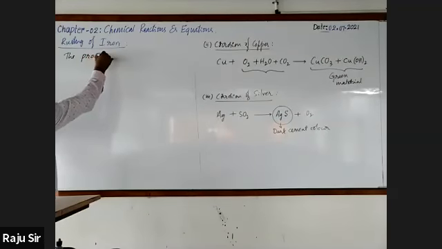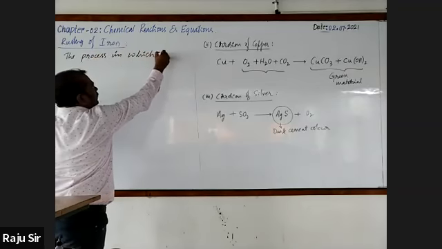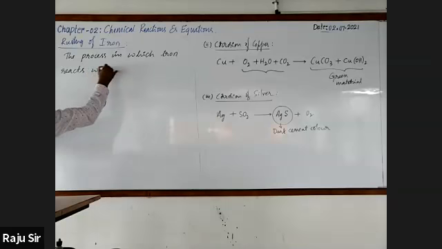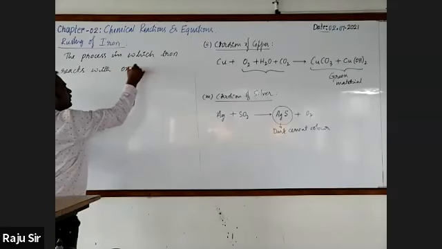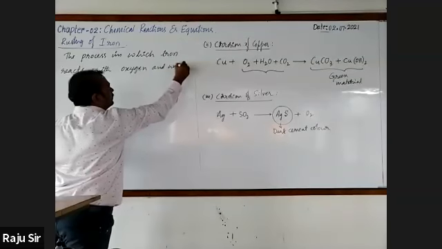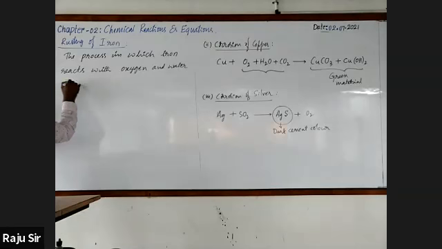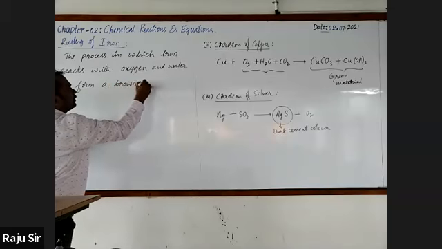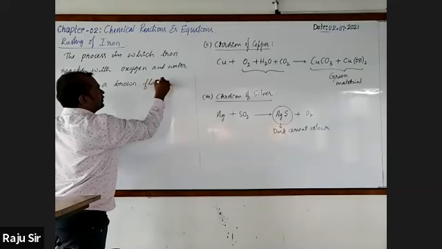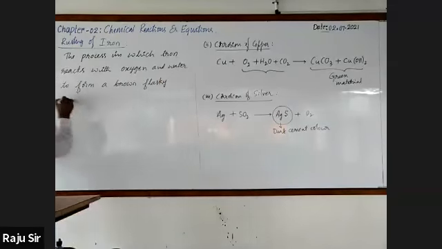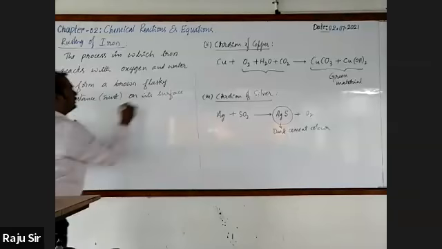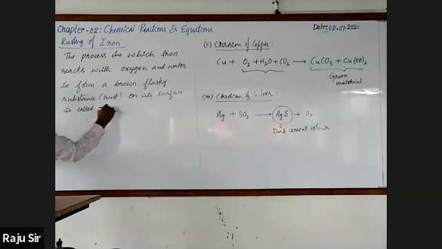The process in which iron reacts with oxygen and water to form a brown flaky substance, in bracket you may write rust, on its surface is called rusting.